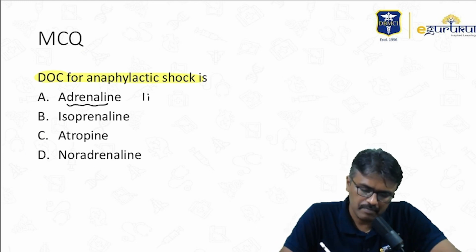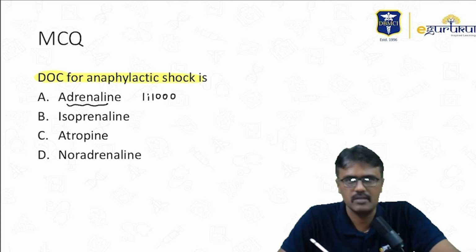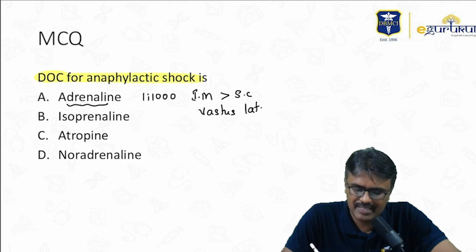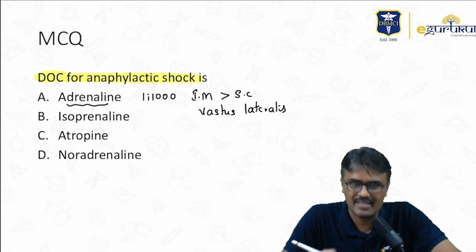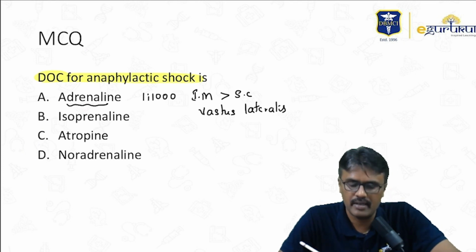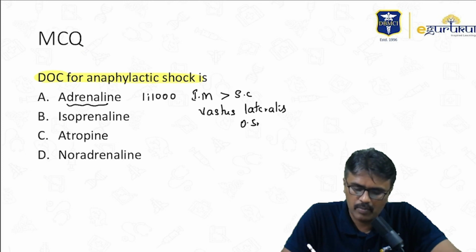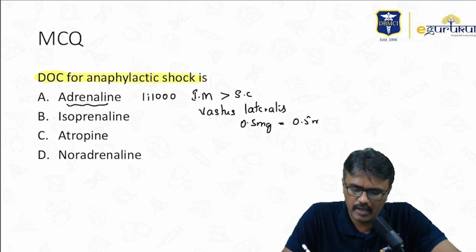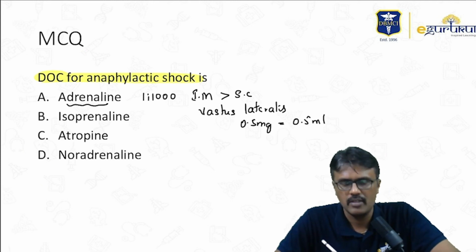Remember, the dose is 1 in 1000 and the route preferred is IM, and you can also give subcutaneous, but the preferred is IM. The muscle we particularly prefer is vastus lateralis, because the studies have shown maximum absorption with that. The dose in an adult is 0.5 milligram, or in the syringe it is 0.5 ml that can be given. So that is the drug of choice.